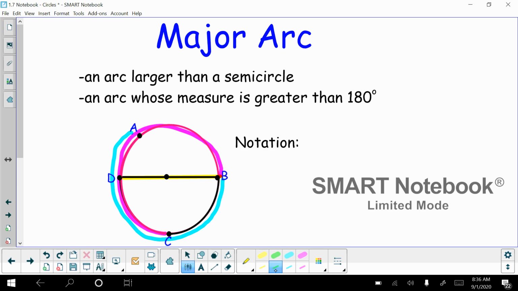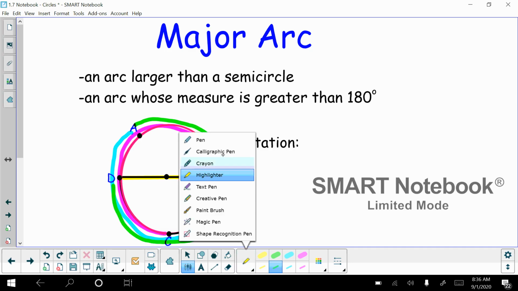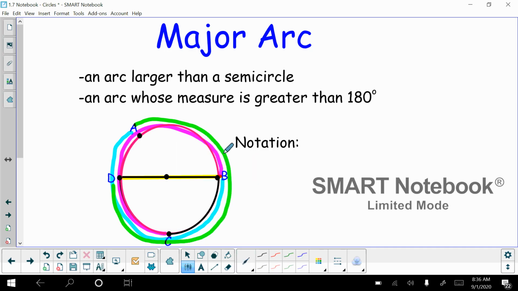There's probably some more. I'm sure there is. How about this one here that I'm about to do in green? It can go all the way around to D. Okay, so there's 3 different arcs right there. Let me get a pen and I'll mark each one with the color that pertains to it.